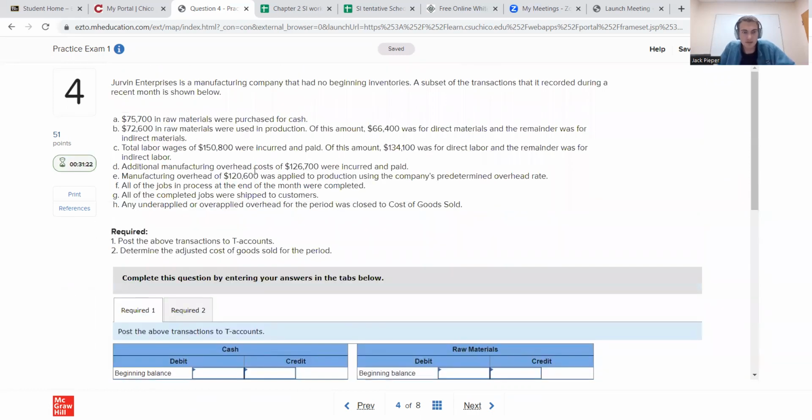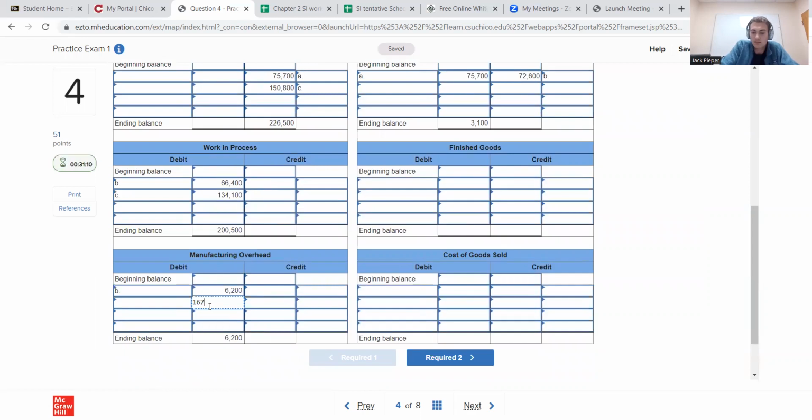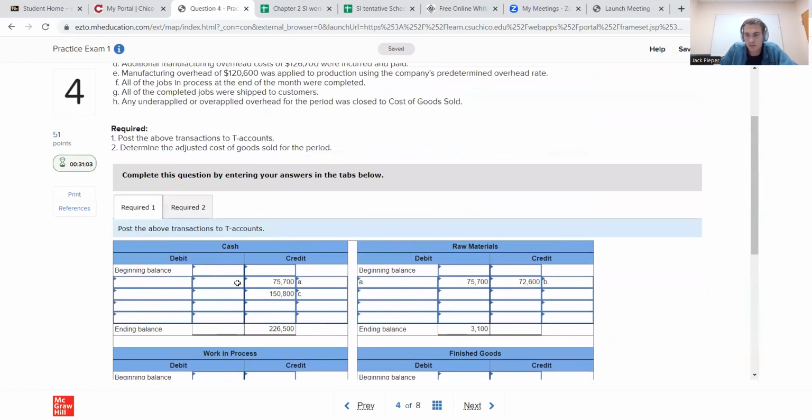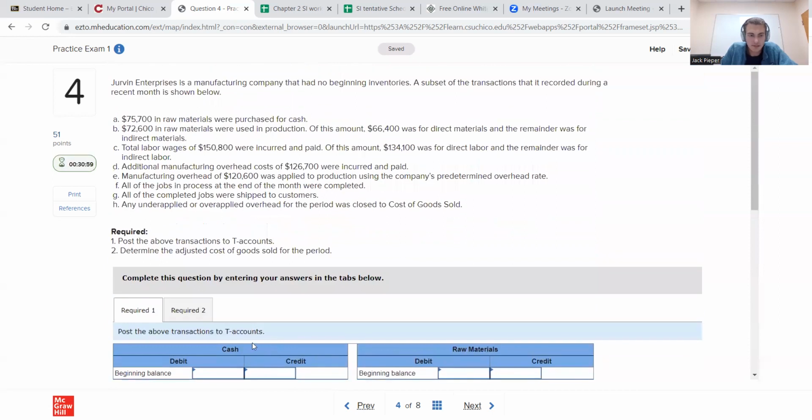All right, and then the rest will be to the indirect labor. So I'll do 150,800 minus 134,100. That's 16,700. C. Cool. Divide them up. Direct, work in process; indirect, manufacturing overhead. Cool.